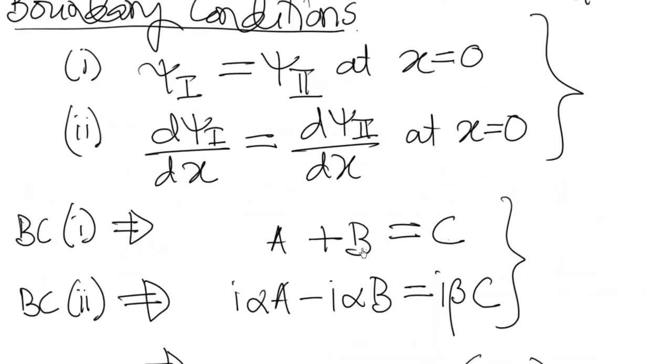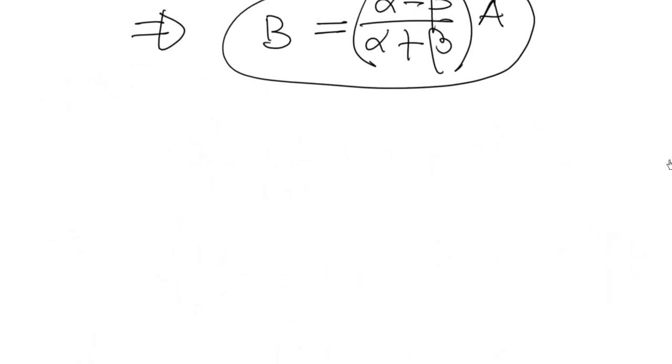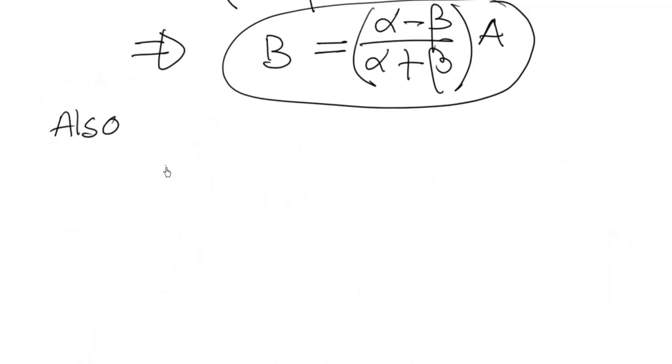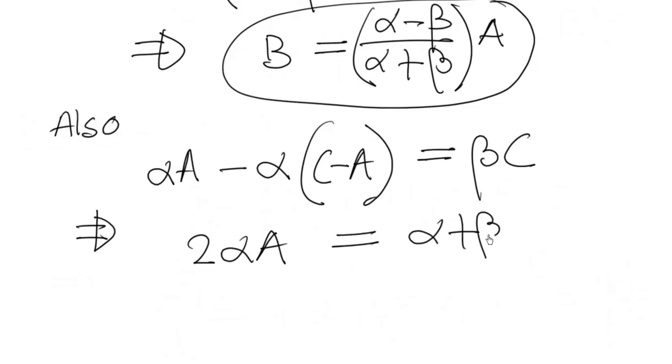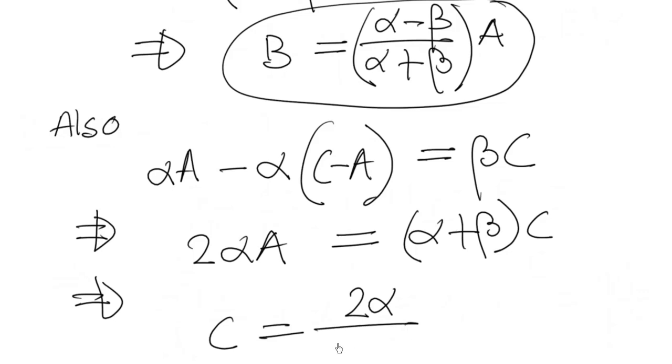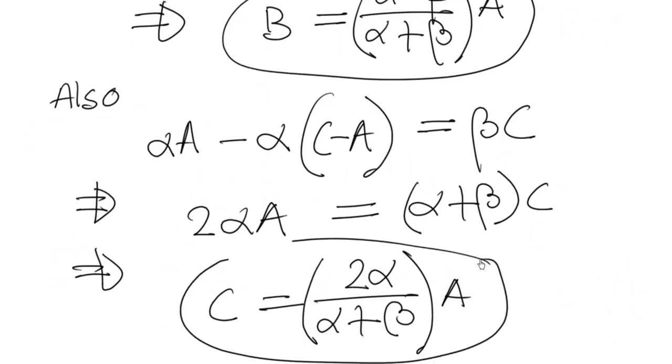Similarly, if we substitute B from this equation into here, we get alpha A minus alpha (C minus A) equal to beta C. So it will be twice alpha A equal to (alpha plus beta) times C. So C is twice alpha divided by (alpha plus beta) times A. Okay, now we have found the reflected and transmitted amplitudes in terms of the incident amplitude.